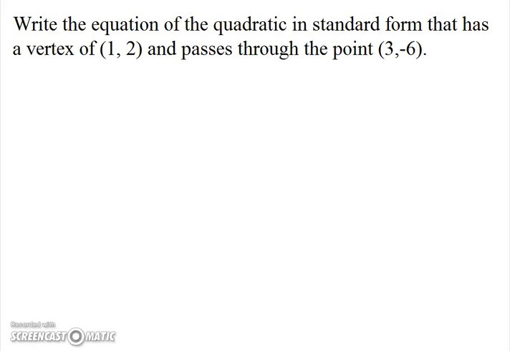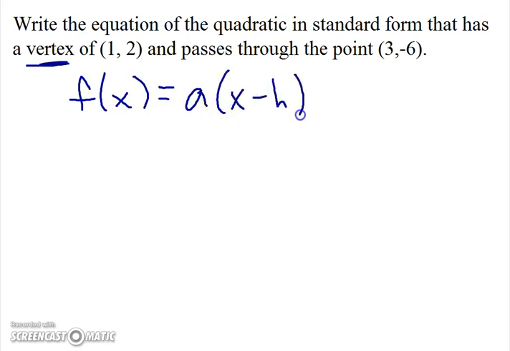Write the equation of the quadratic in standard form that has a vertex of (1, 2) and passes through the point (3, -6). So if we know the vertex already, we should be able to put it in vertex form. Remember, vertex form is f(x) = a(x - h)^2 + k. And so my h and my k are right there, h, k. So I should be able to plug them in.